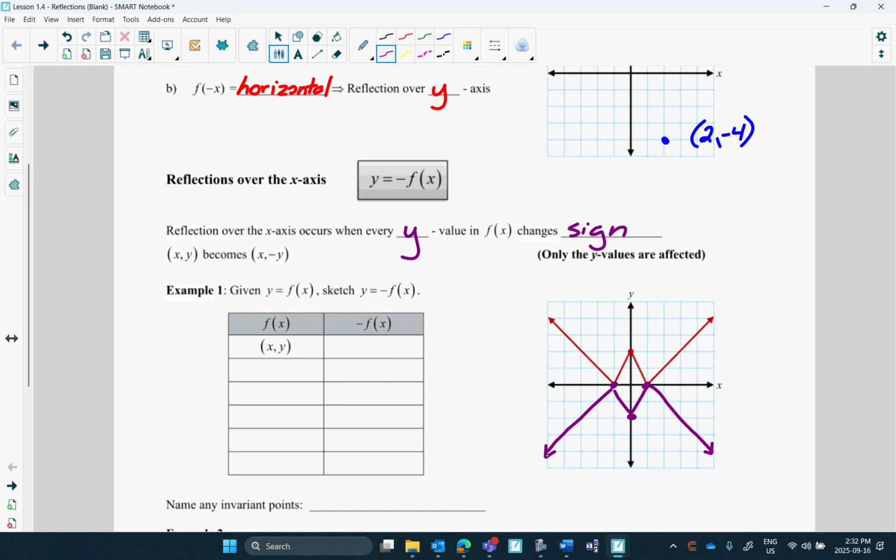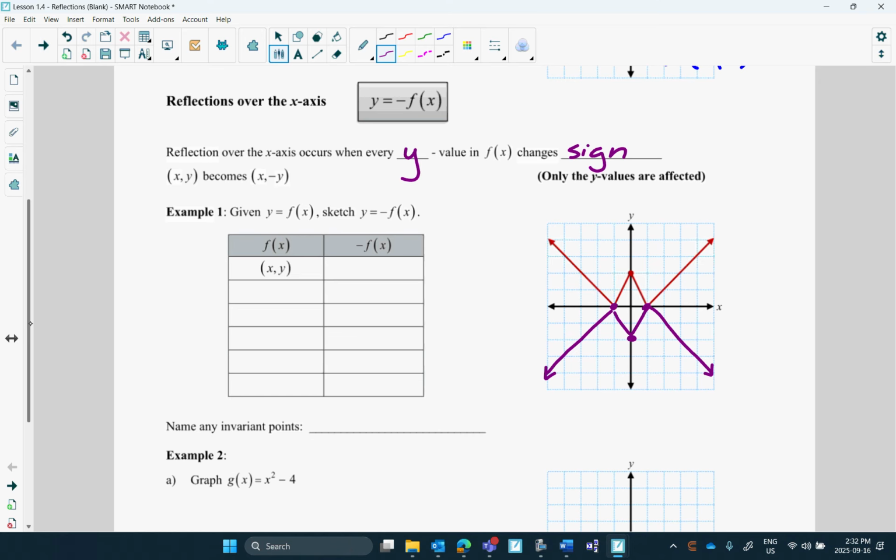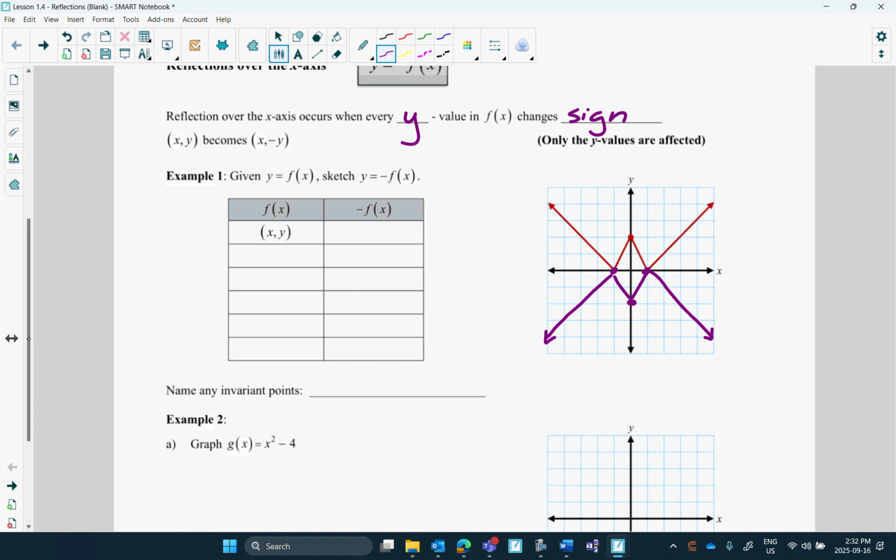You could have used mapping notation. You could have said, okay, this point is -5, 4. This is -1, 0, 0, 2, 1, 0, and 5, 4, and then change all the y coordinates, replot, and connect the graph. But that's all you need to do. Any invariant points? You should be familiar with what those are. 1, 0 and -1, 0.